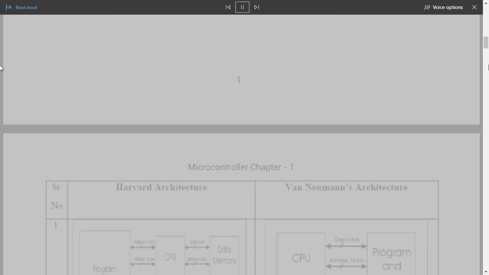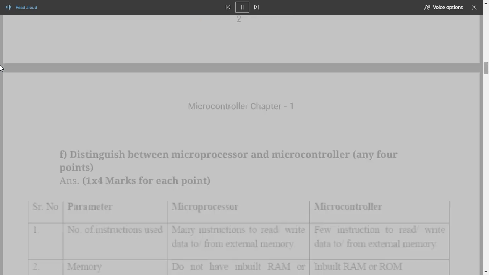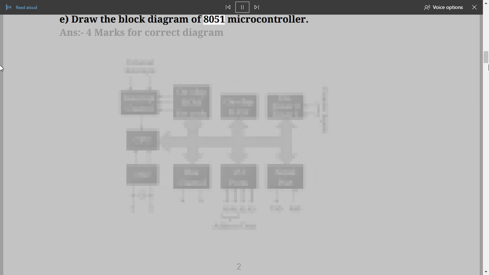Microcontroller Chapter 1. Question 2. Draw the block diagram of the 8051 microcontroller. Answer: 4 marks for the correct diagram.